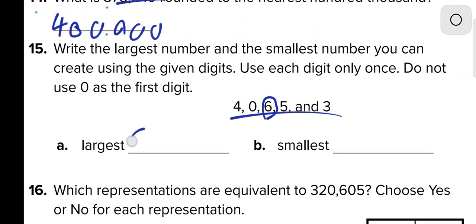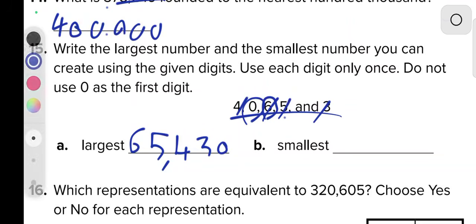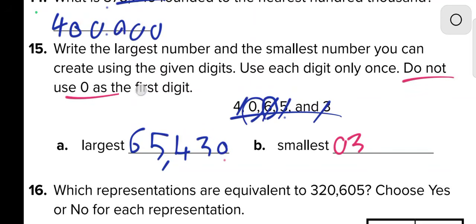It's 6. After that, it's 5. After that 4, 3, and 0. So the greatest number we can create from all of these is 65,430. What about the smallest number? Of course, we have to start from the smaller number. Okay, it's 0, 3. But he said a very important rule.